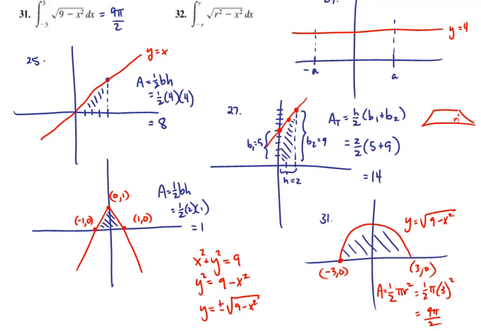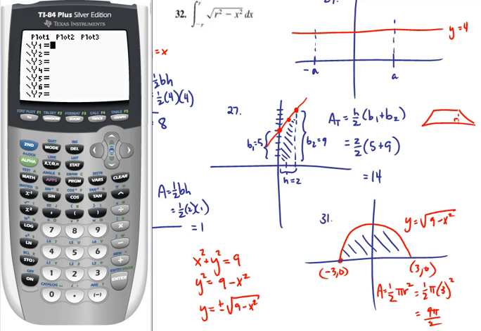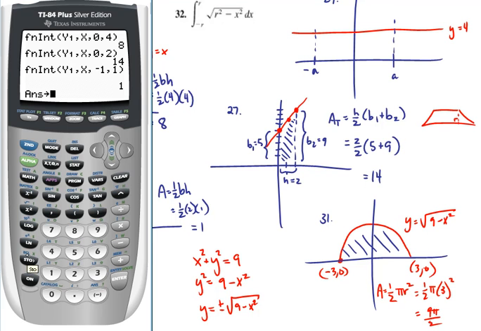I'll quickly review the graphing calculator usage, and you should be able to get that. So I want the square root of 9 minus x squared. I'm going to go ahead and graph that. And second trace, option 7, lower limit -3, upper limit 3, and we get a value of 14.137929.